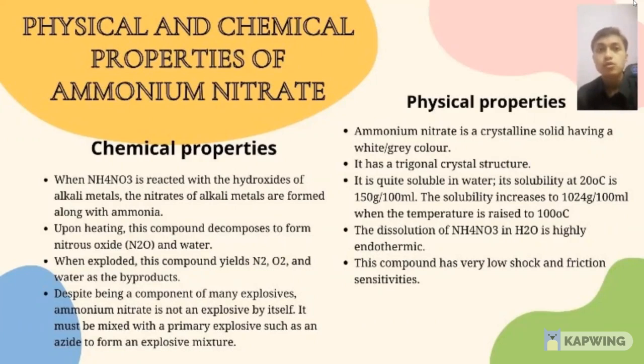So next we will go to the physical properties of ammonium nitrate. So the first one, ammonium nitrate is a crystalline solid having a white or grey color. Next, it also has a trigonal crystal structure. For your information, ammonium nitrate is quite soluble in water. Its solubility at 20 degrees Celsius is 150 gram per 100 ml.